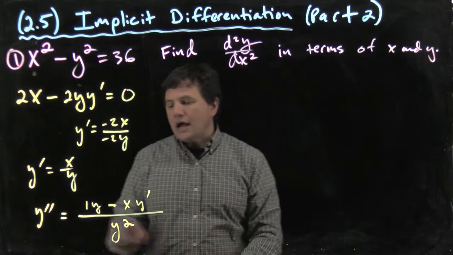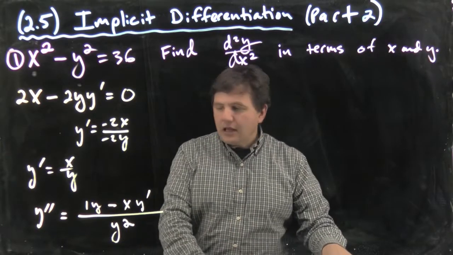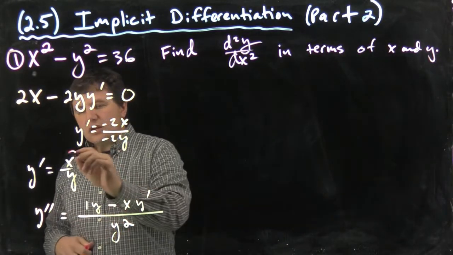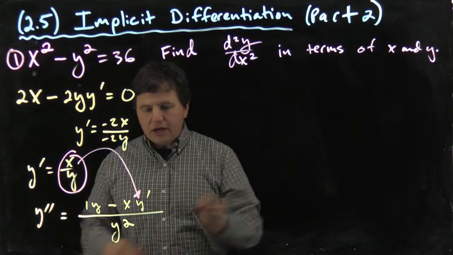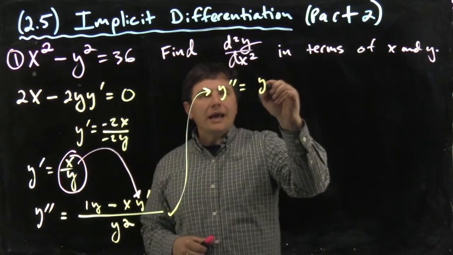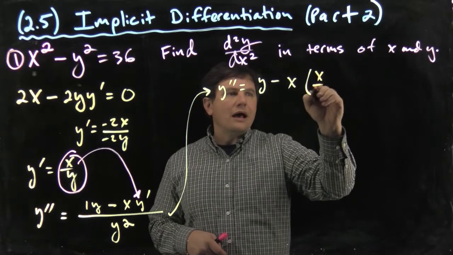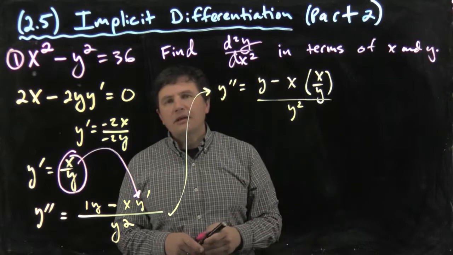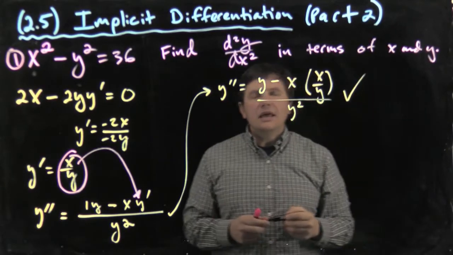However, it says in terms of x and y. This right now is in terms of x, y, and y prime. This is where it gets a little peculiar, but realize that we actually have y prime in terms of x and y. So we're going to plug it in for y prime. What we end up getting here is y double prime is equal to y minus x times y prime, which is x over y, all over y squared. And as I've been talking about, if that's all you're asked for, you're not asked to simplify, I would just leave it like that and be done with it.